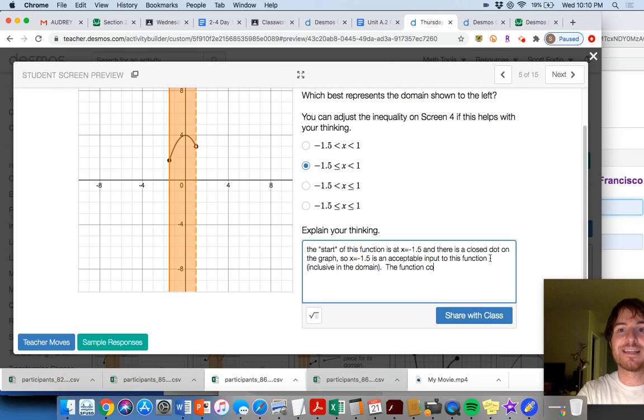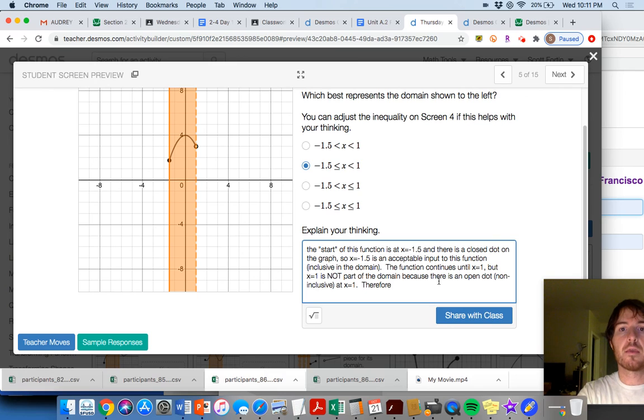The function continues. So it's actually something called a continuous function, which you'll learn about a little bit later. The function continues until x equals 1, but x equals 1 is not part of the domain. See how many of these because statements there are, to justify what I'm saying? It's not part of the domain because there is an open dot, which tells us it's a non-inclusive point on the graph. Non-inclusive at x equals 1.